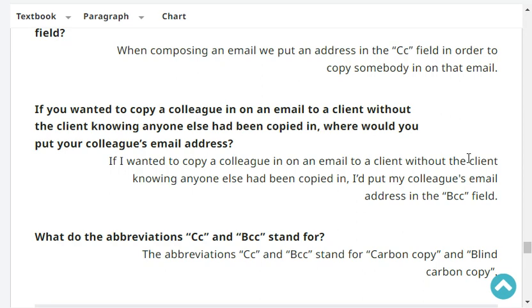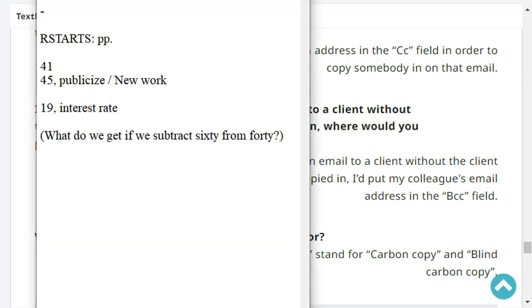If I wanted to copy a colleague in on an email to a client without the client knowing anyone else had been copied in, I'd put my colleague's email address in the BCC field. Very good.